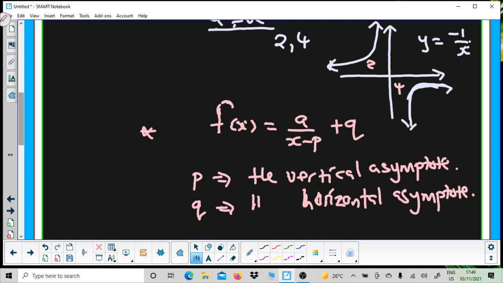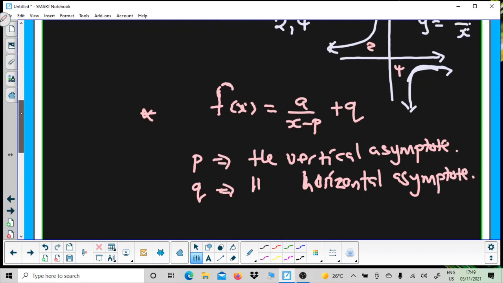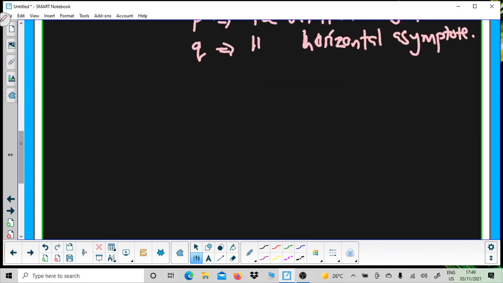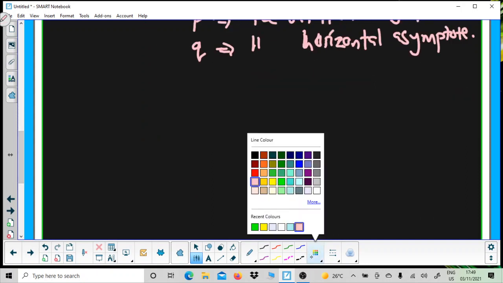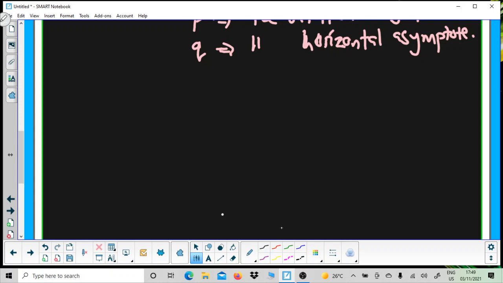All right, so how does it work? Here, let's have an example. Let me move slowly and show one example at a time. So let me call this our number 1. I'm going to say f(x) = 1/(x - 3).